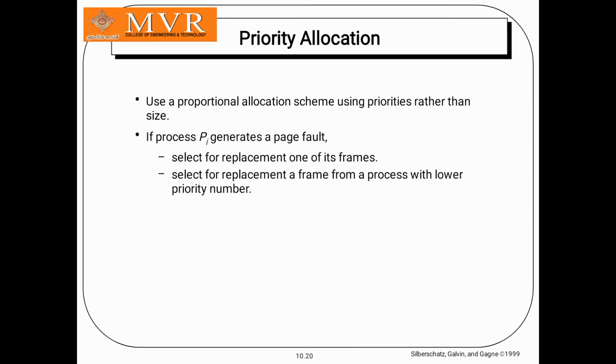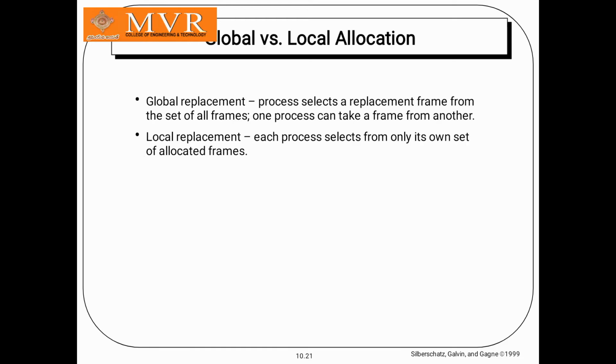And priority allocation. The priority allocation is a scheme based on priority rather than size. If process P1 generates a page fault, select for replacement one of its own frames, or select a frame from a process with a lower priority number.